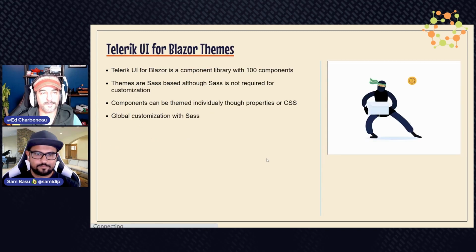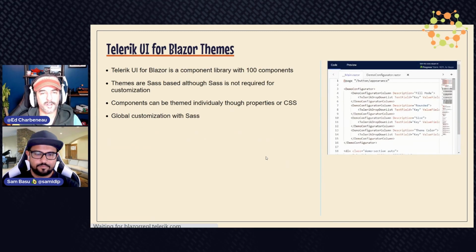So there's that. And then I thought I would talk a little bit about how we handle our themes with Telerik UI for Blazor. We have a component library with over 100 components. We use Sass for all of our themes. It makes everything really easy to theme, but it's also not required. We have a theme builder utility that will let you go online and build your theme, and it will give you those customized CSS files if you're not comfortable using Sass.